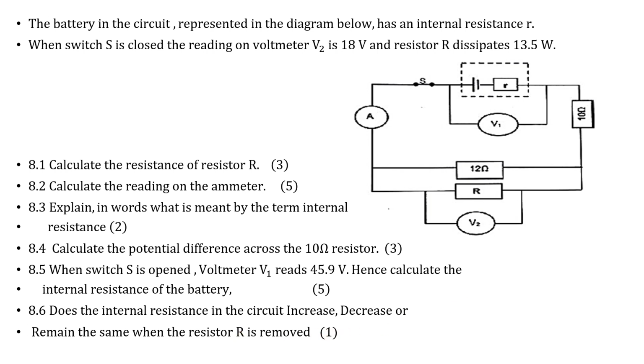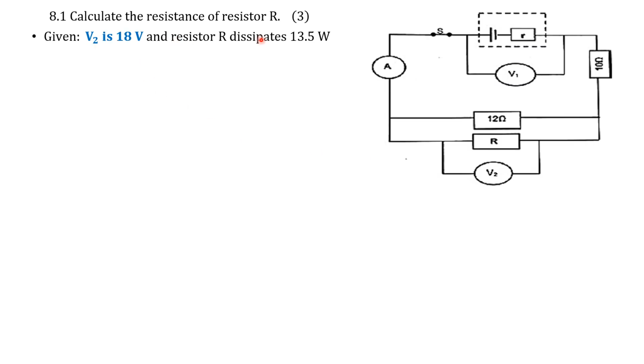Alright, so first question, calculate the resistance of resistor R. So they've given me that voltage V2 is 18 volts, and R dissipates 13,5 watt of power. So I have voltage and I have power, so I can use the power formula on your formula sheet, power equal to V squared over R. Right? So P equal V squared over R, 1 mark for correctly selecting the correct formula, second mark for substituting, so in the place of V I'm going to substitute 18, in place of power I'm going to substitute 13,5.